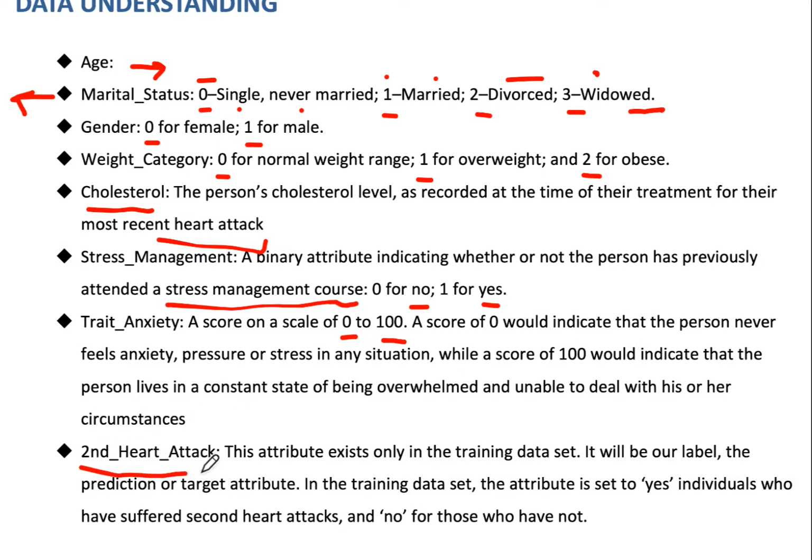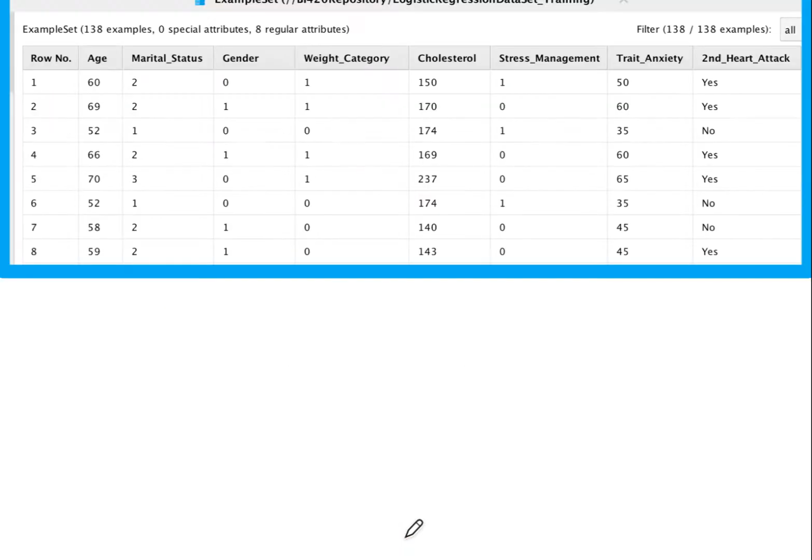And the second heart attack is a label that tells us if that person had a second heart attack, yes, or he or she didn't. Okay, so at a specific period of time, those patients who had a previous heart attack were archived and monitored by maybe the health insurance or doctors. So we have the data about those patients. So here is our data.